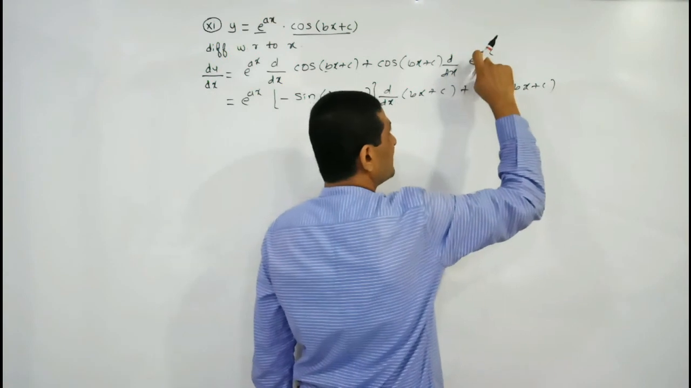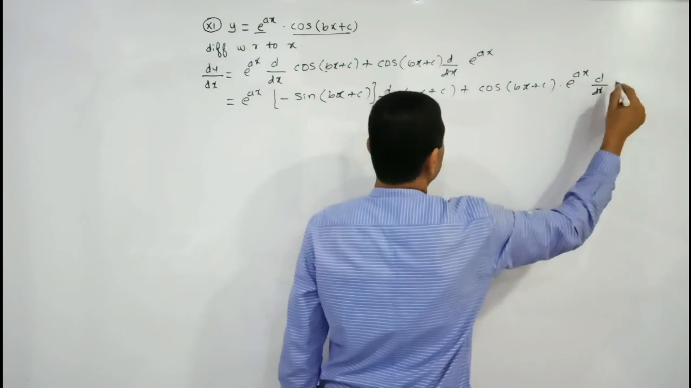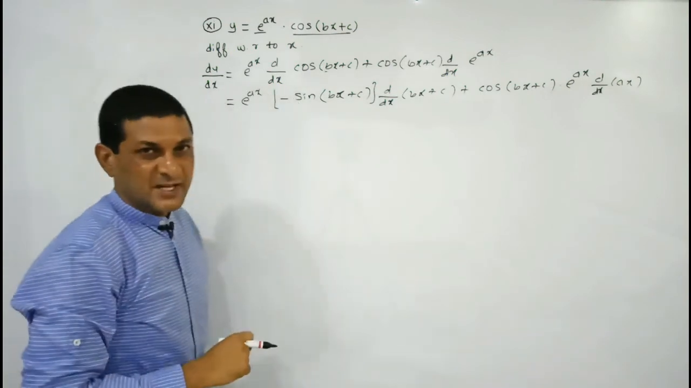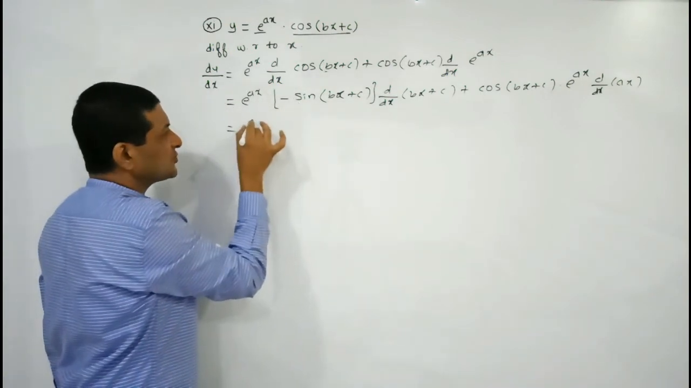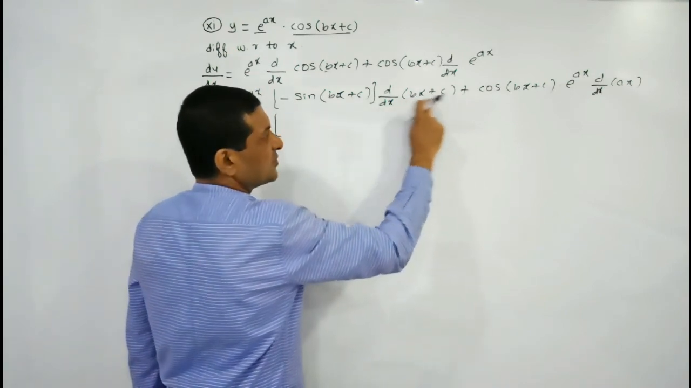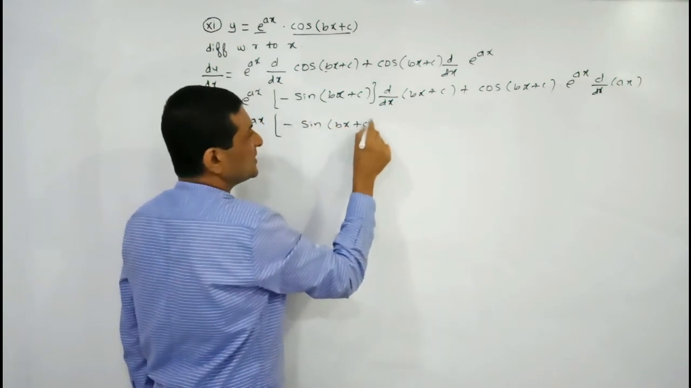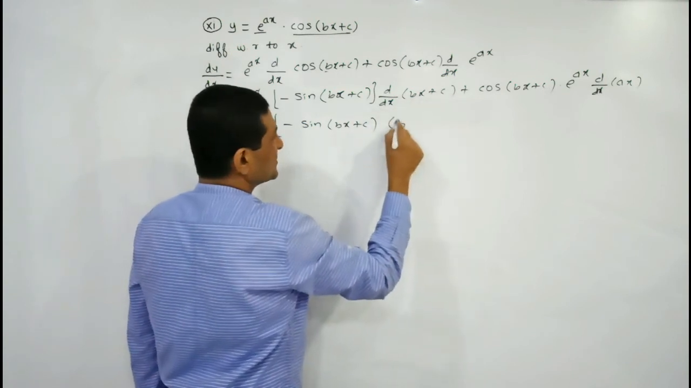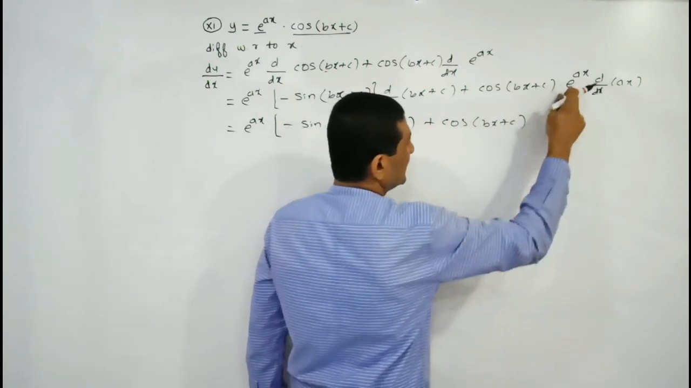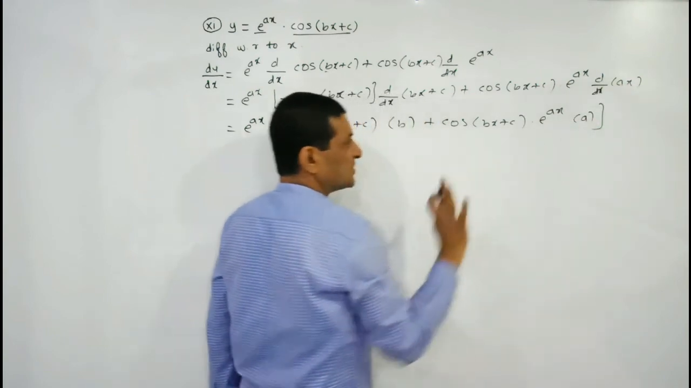Now we are finding the derivative of e raised to power ax. Its derivative is e raised to power ax into the derivative of ax, because the function is in the form of e raised to power f of x. So its derivative is e raised to power f of x into the derivative of f of x, which is equal to e raised to power ax, keep it as it is. Here we can easily observe that the differentiation of this whole term is b. So minus sin bx plus c, keep it as it is, into the derivative of this term, which is b, plus cos bx plus c as it is, e raised to power ax also as it is, and the derivative of ax will be equal to a. So differentiation is completed.